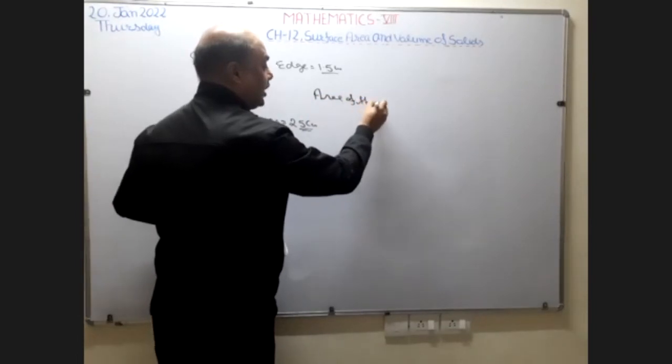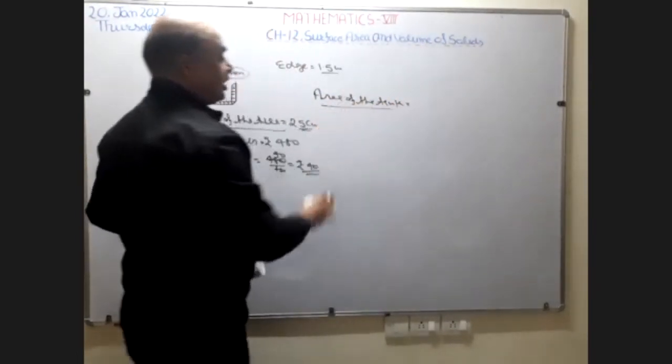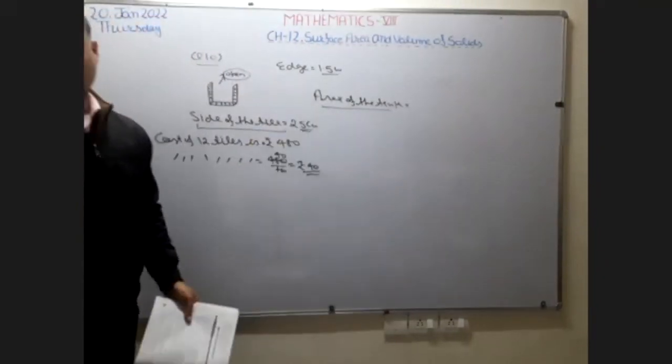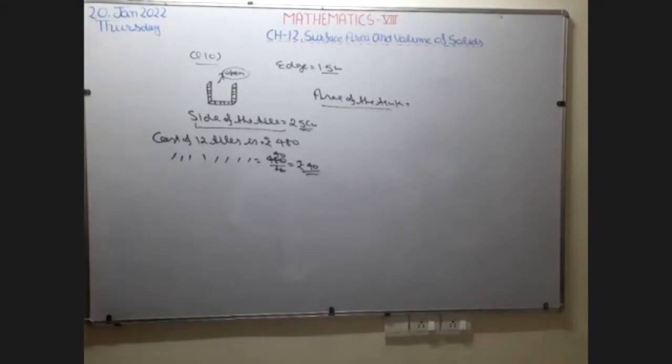Area of the tank. Now my question is, what do I want to write? What is required to make the area of the tank? I want to ask some students, how are you going to make the area of the tank? Raise your hand if you know the answer. Okay, 2-3 students raised their hands.